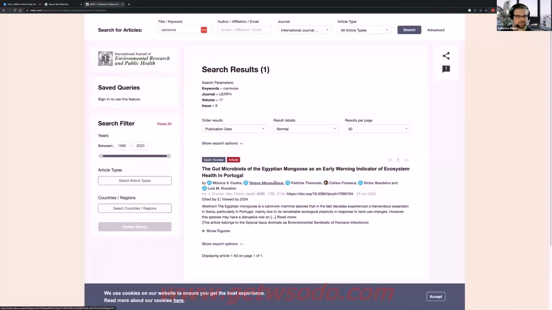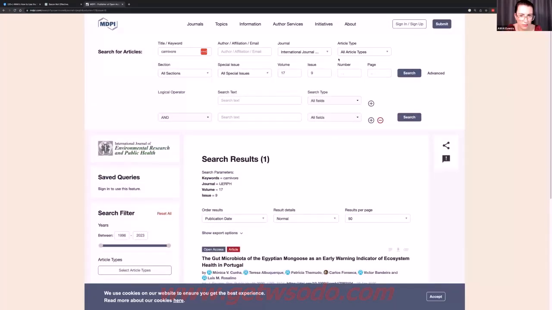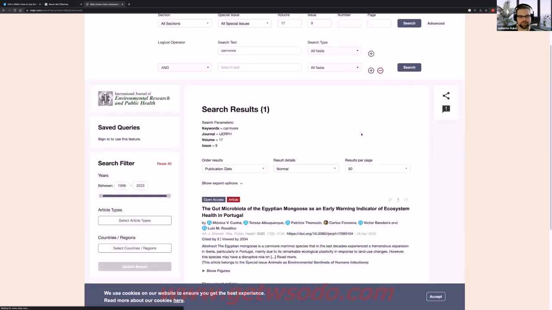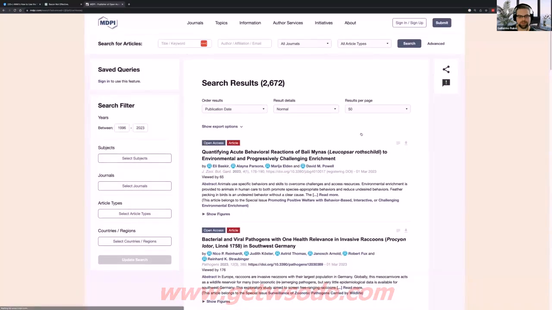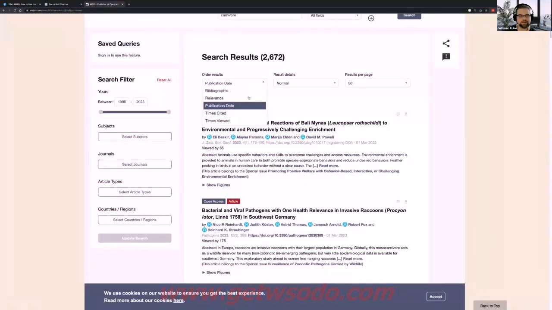So I'm not finding anything so far. So I would be very suspicious of said study, honestly. I wonder if you go to search text, if you do carnivore there, what happens. Oh, you already have it there. That's right. Well, that's in the title, so maybe search text would be better. All right. Yeah, I'm not seeing anything related to that publication date.